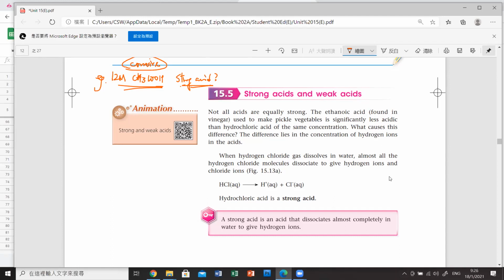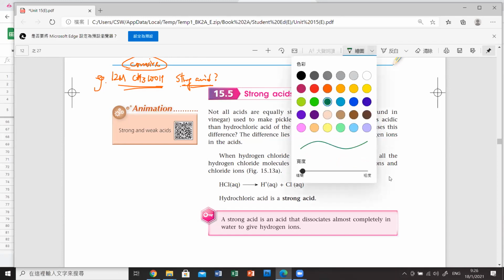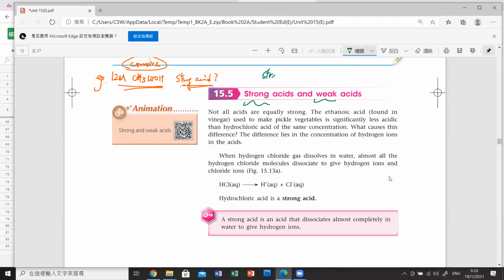Now, please refer to the book, page 55. 55. So what is meant by strong or weak acid? Now, strong or weak fall under the category of strength of acid. 強度. Now, this concept, when you compare with concentration, is a little bit different. Okay? They are not telling you the same idea, actually.